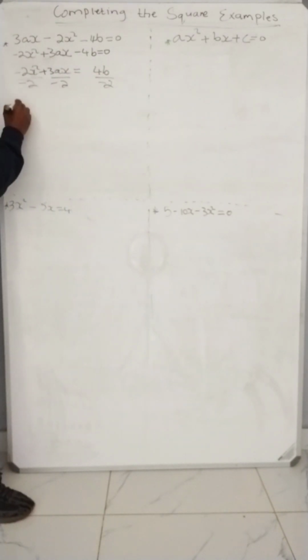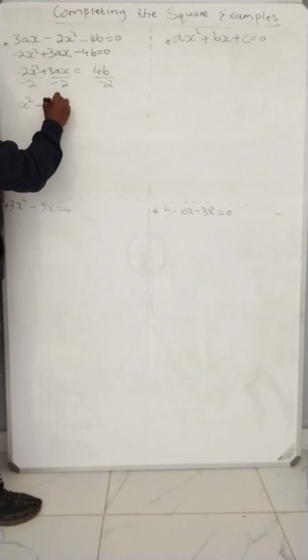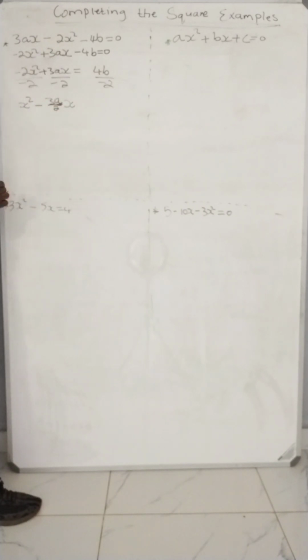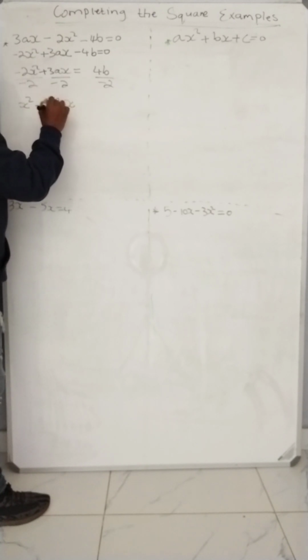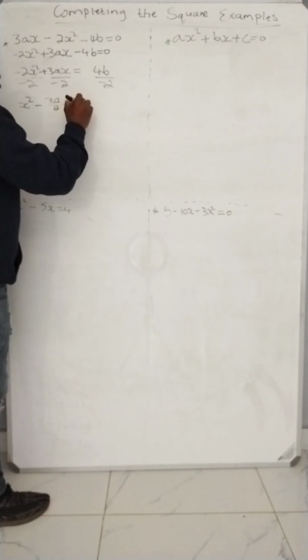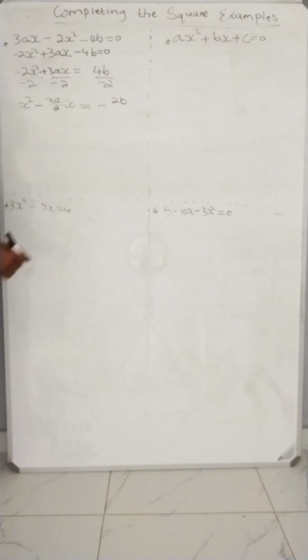So here we're going to have x squared minus, because positive divided by negative is negative, so we're going to have minus 3a over 2x, equals to negative 2b, since 2 into 4 goes once.